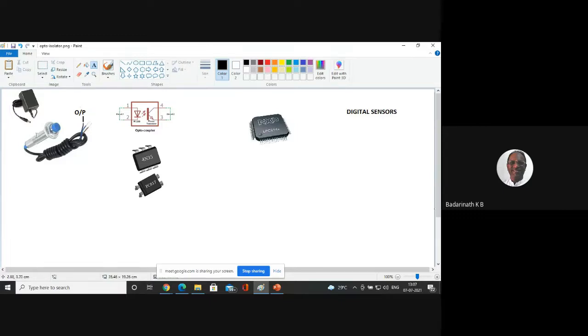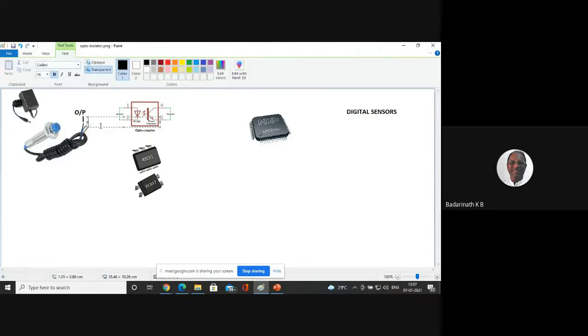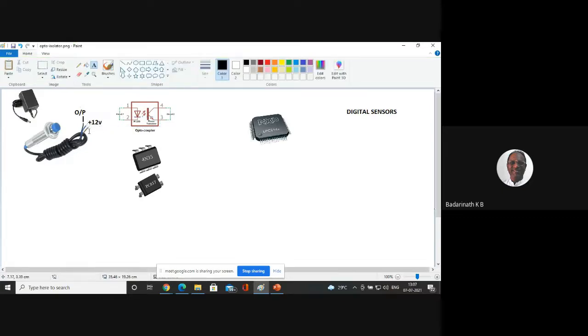So to make it work, you are required to give a power supply. This is the power supply point. They generally expect around 6 to 30 volts. I'll just write plus 12 volts. In this example, I've taken plus 12 volts. You can make it work at 24 volts also. So you require a power supply to make it work. These are the 2 wires where I have to connect a power supply.